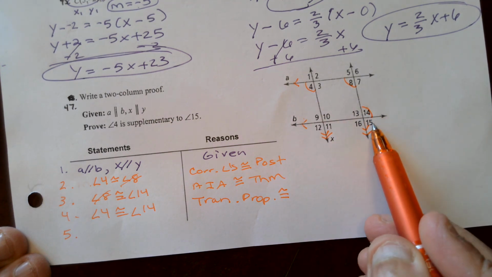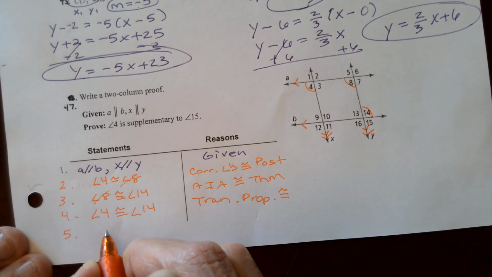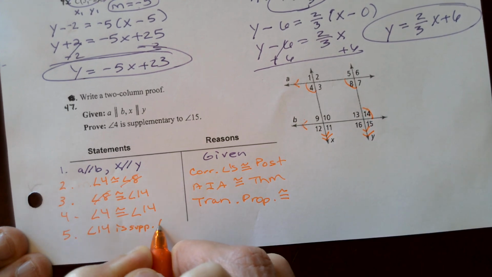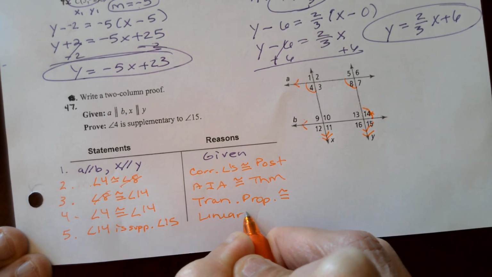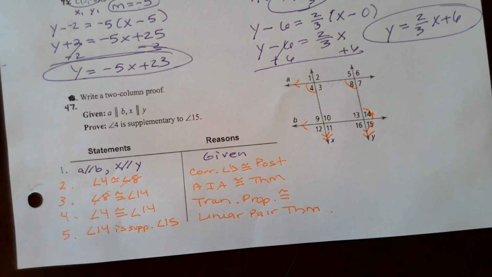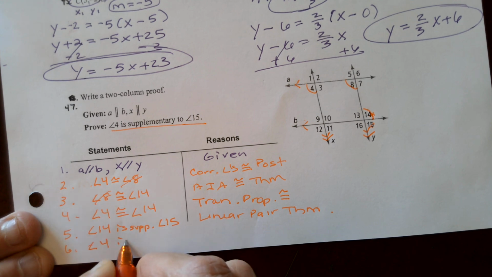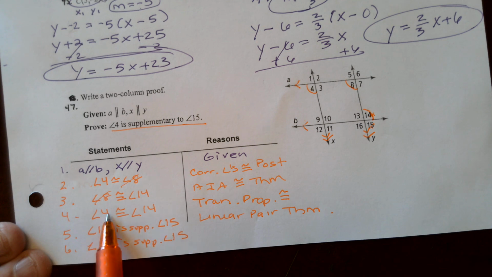Well, I'm going to say angle 14 is supplementary to angle 15. Because why? Linear pair theorem. Now I'm going to say our grand poobah here. Angle 4 is supplementary to angle 15. Do you know why? Because I just said these are the same. So I'm going to substitute the 4 in there instead.